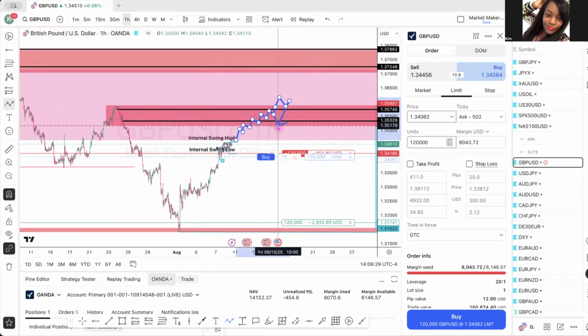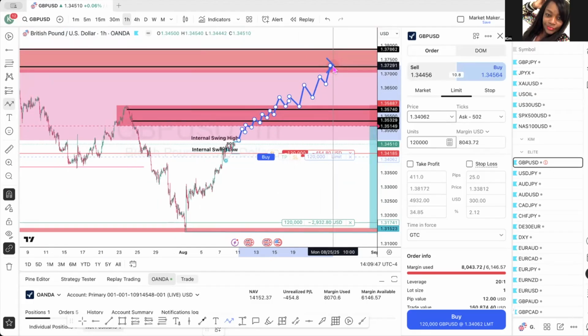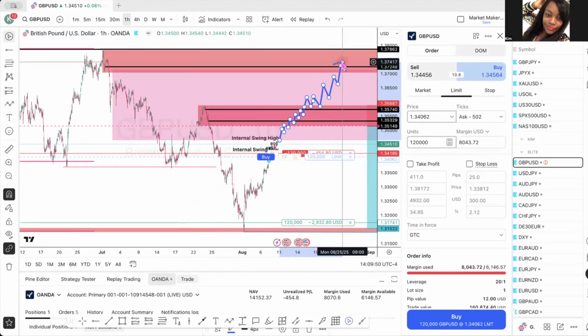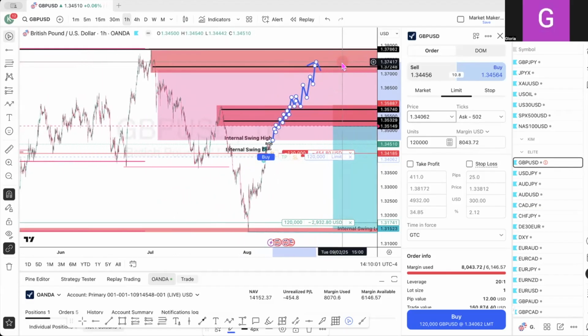Because at this point, I'm looking for sales, looking for sales. If it breaks above this high, then I still might be looking for sales. But why would I be looking for sales up here? I've said it maybe 3 times. On the higher time frame. Nope.